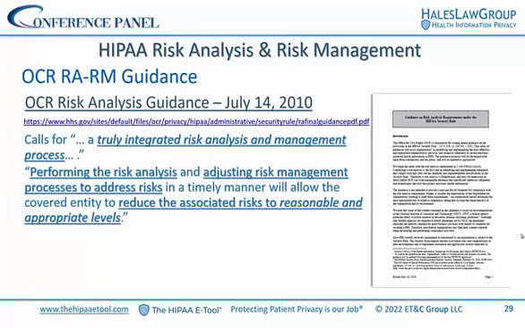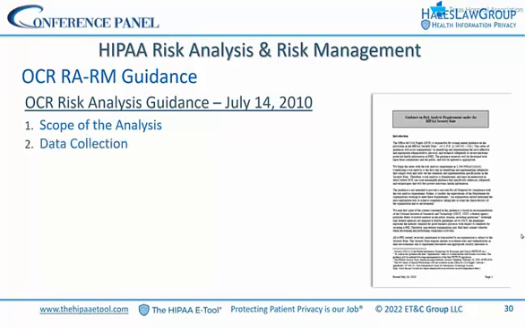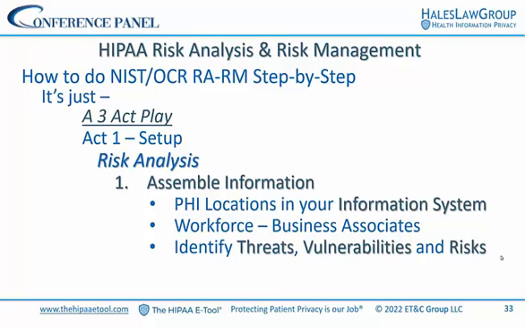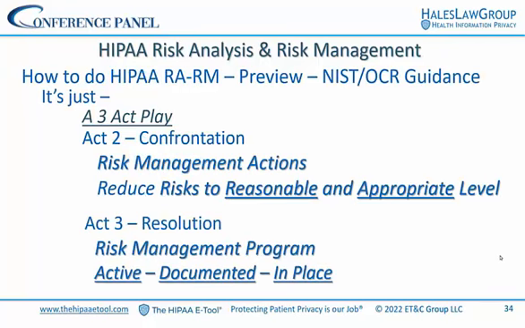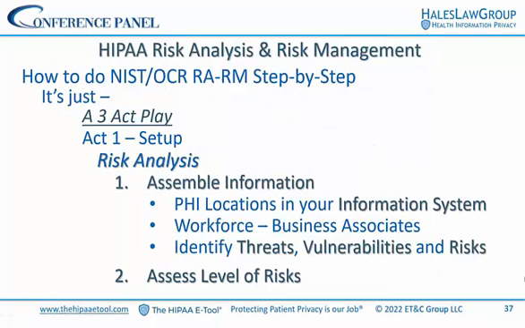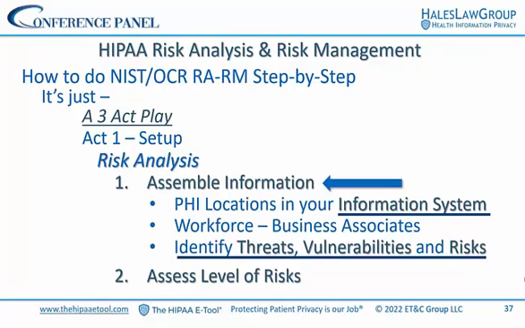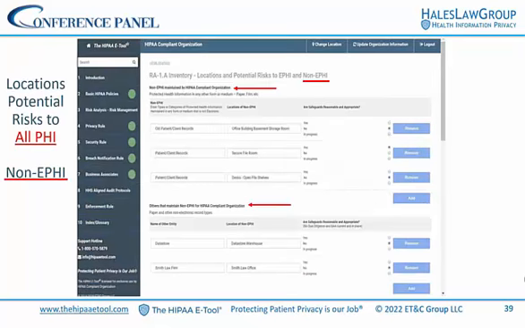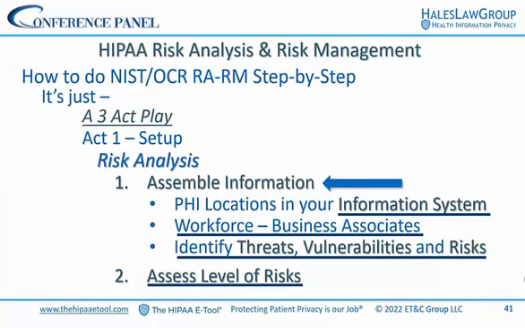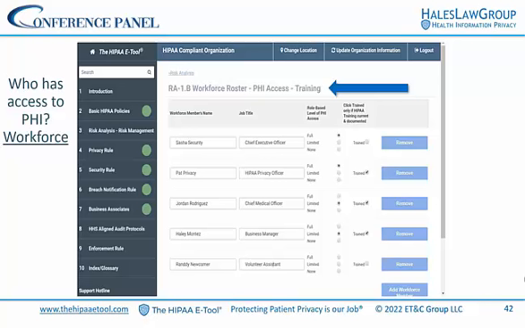First, you do the risk analysis. So the scope of the risk analysis, these are the sources, and how to do the NIST OCR risk analysis and risk management, where you assemble the information. Then Act 2: a screenshot from the HIPAA eTool. It's software. Going back to Act 1, you document your PHI and its locations, non-EPHI, and the people who have access to your PHI. Who has access to PHI among your workforce?